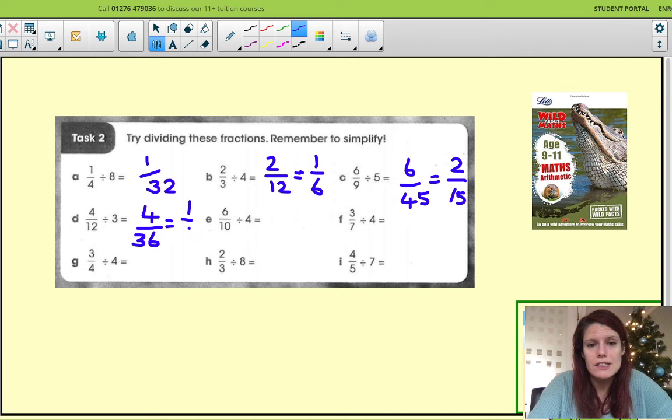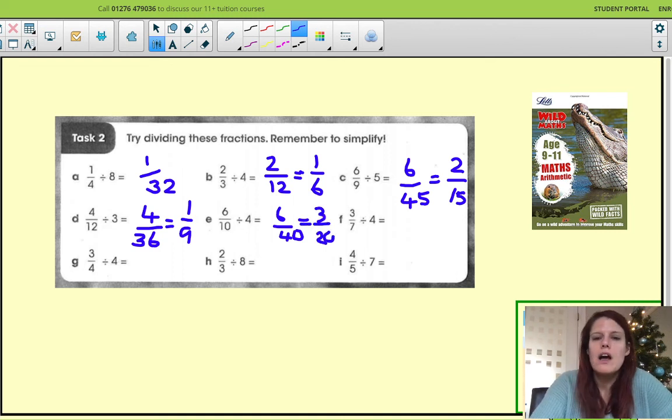Hopefully my writing is clear enough for you. I'll go underneath for the bottom row. 6/10 divided by 4, that would be 6/40. And we can do that by half this time, so 3/20ths. And 3/7 divided by 4 becomes 3/28. We can't simplify that one.